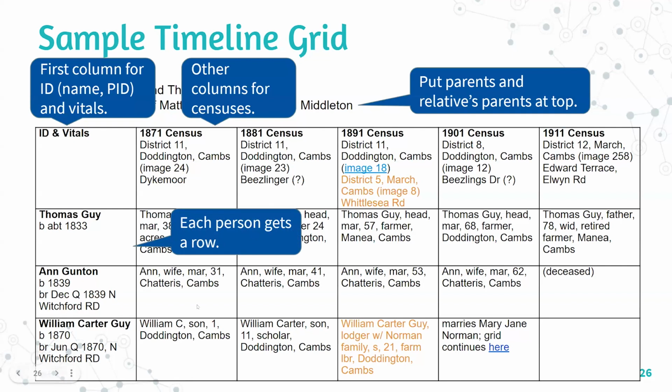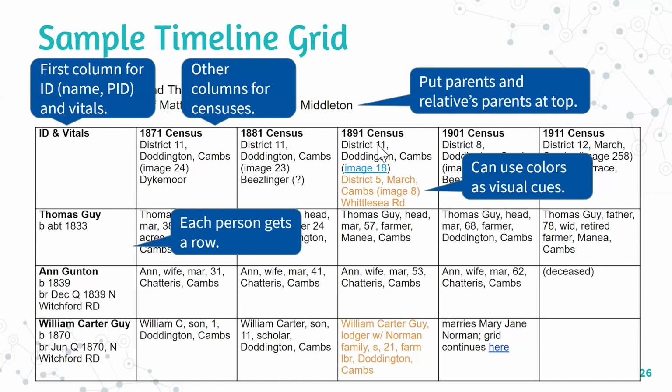I've had friends who tried to put multiple people on a row. Doesn't work very well. Even if it takes a little more space, it's easier to keep everybody on their own row. You can use color coding as visual cues. So in this example, the son, William Carter Guy, is living nearby but not at home. He's lodging with a nearby farmer and helping him on his farm. So I colored him orange and colored his enumeration information orange, and then the original information in black is for the parents who are still in their home.